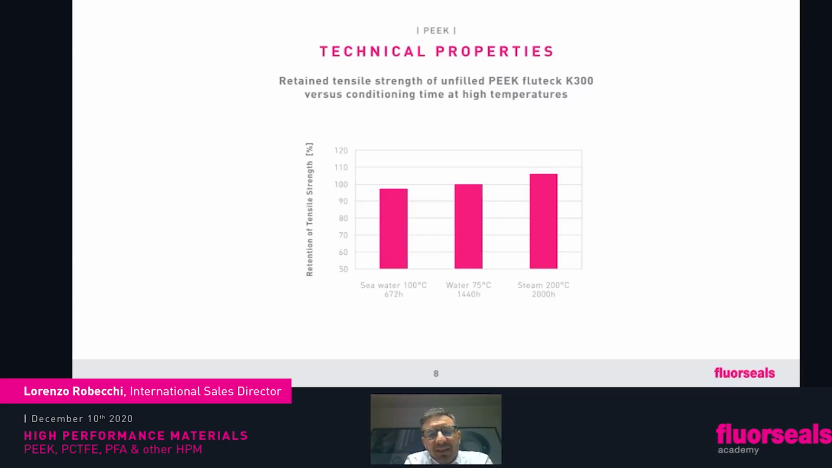the reason being, in this case, PEEK is undergoing what we could define as a kind of curing, a part of annealing. So it's undergoing a second crystallization process. It's like it's being annealed to some extent. This is why when you take it out, it is actually stronger than what it was at the beginning.